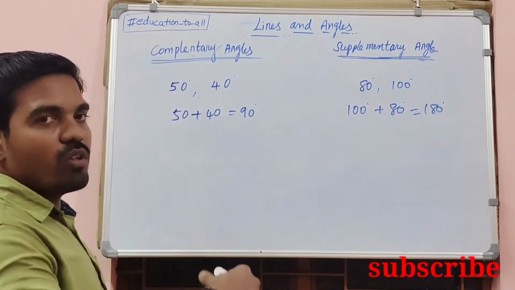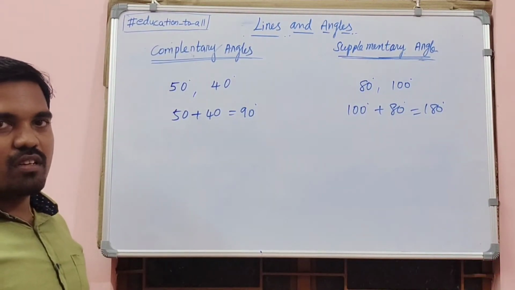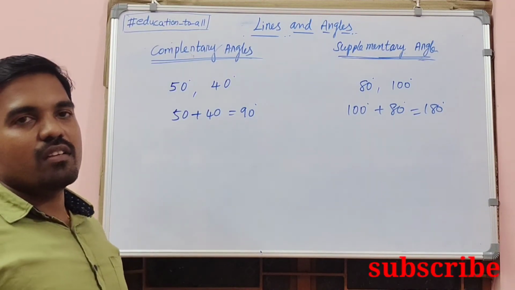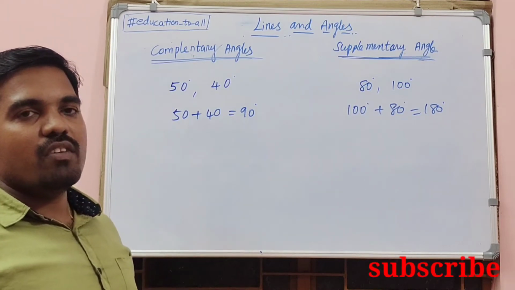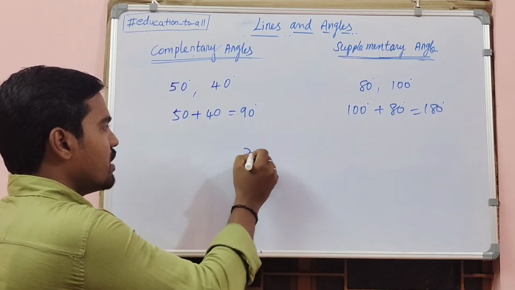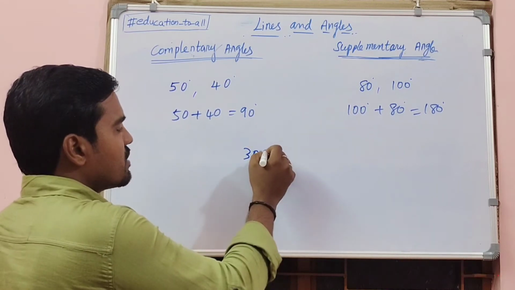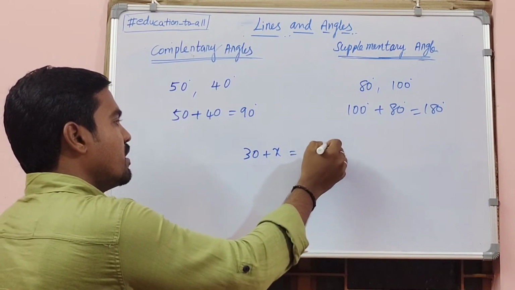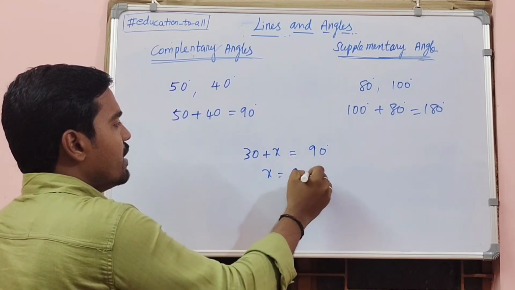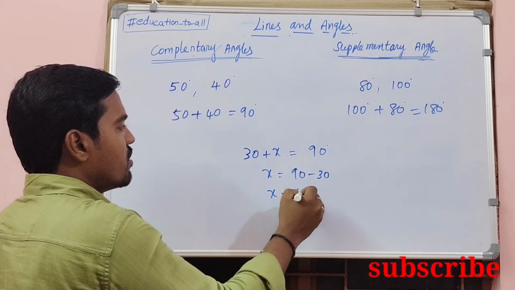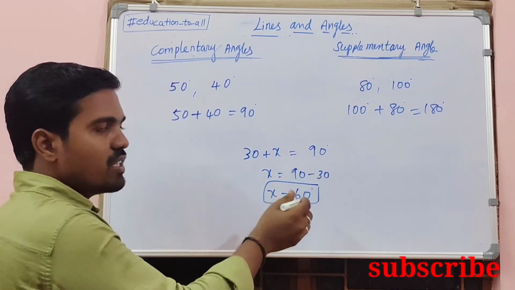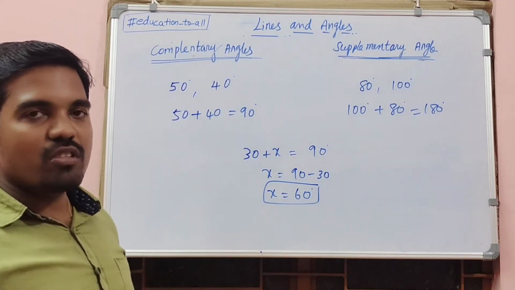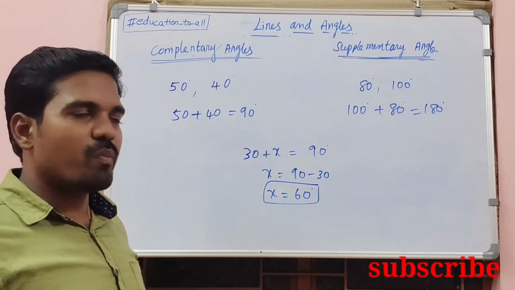Now, how will questions be asked related to this? Sometimes a very simple question is asked: find the complement of 30. What is the complement of 30? Let us take it as x. Since it is a complement, the sum will be 90 degrees. Then x equals 90 minus 30, so x equals 60 degrees. Therefore 60 and 30 are complements of each other, and their sum is 90 degrees. This is one type of sum, a very simple sum that may be asked.